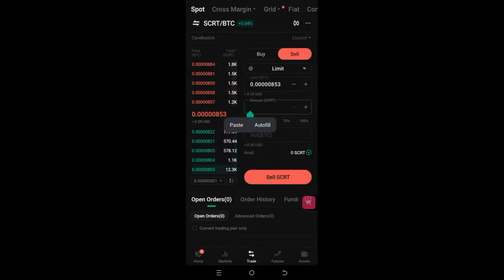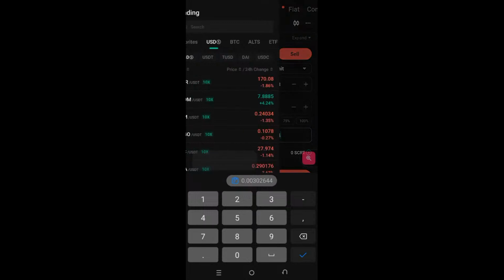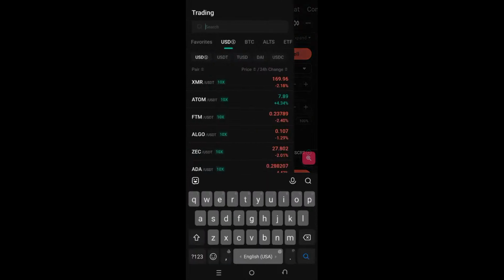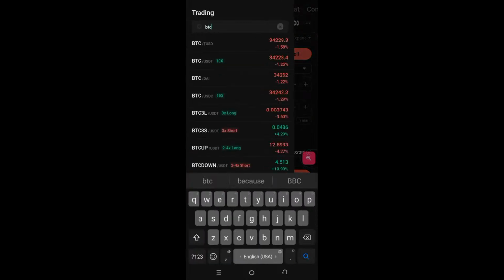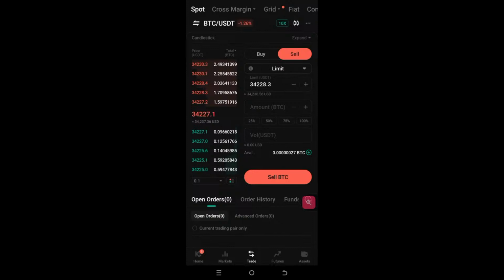How much here? 302. Let's just see how much profit that is in BTC. So let's copy that and go to BTC USDT. Don't forget, that's where we're going to change it back to profit. Okay, we'll sell and place that in there. We were supposed to make 3.5%.